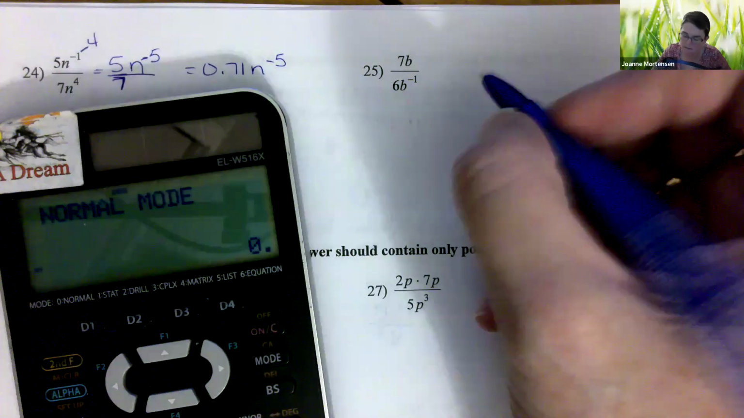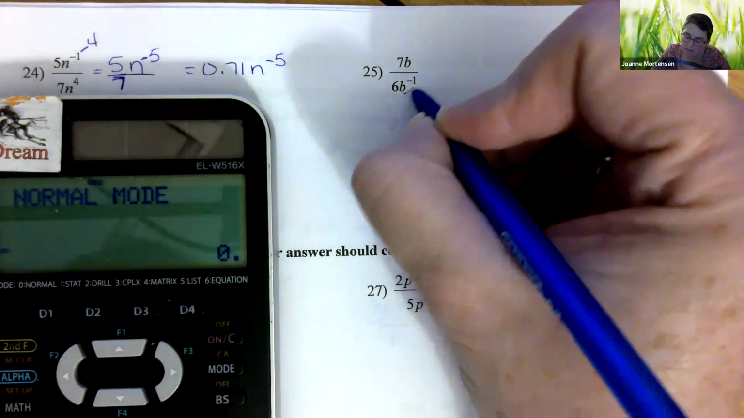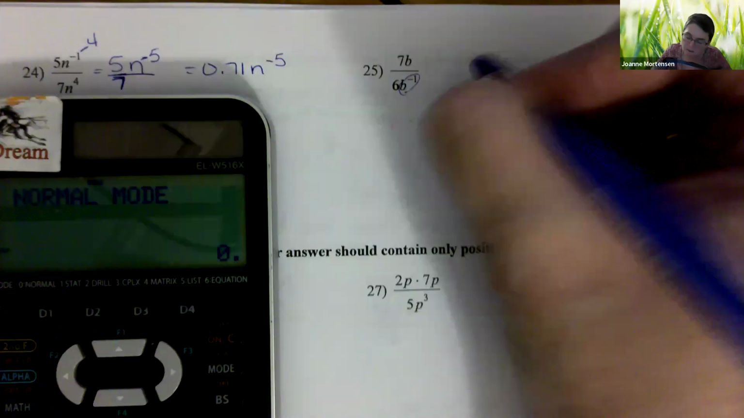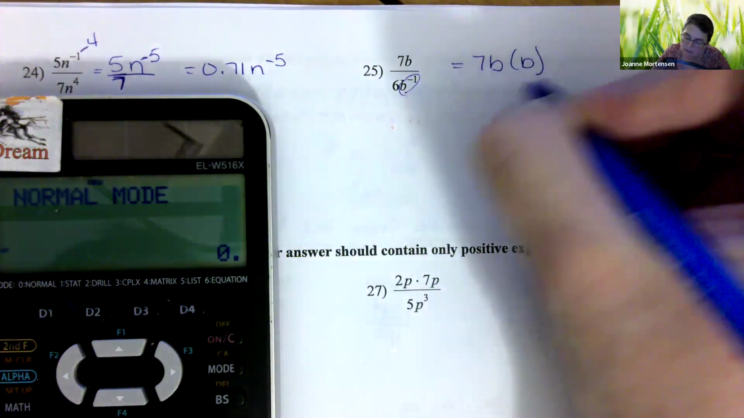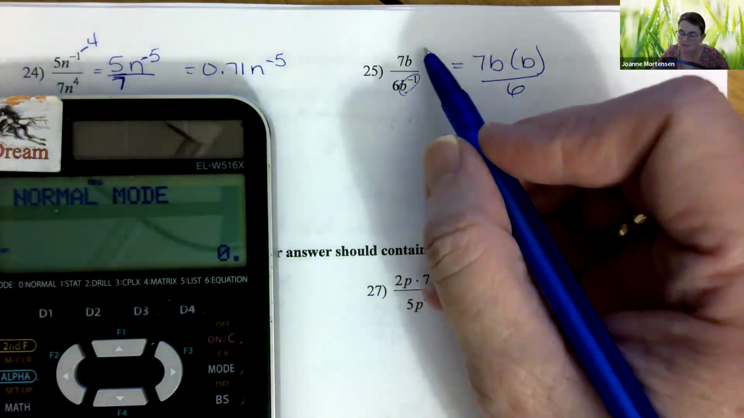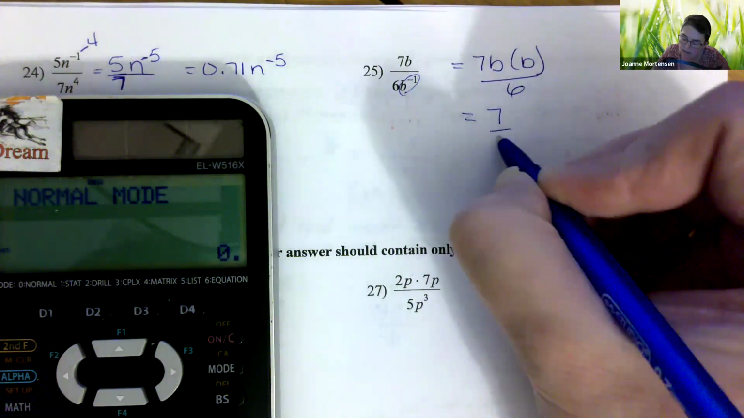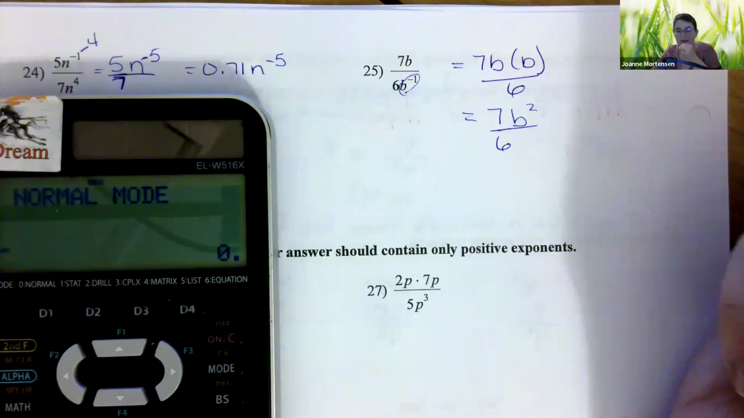Same thing here. I don't like this part. I don't like dealing with negatives. So I'm going to go 7b times b over 6. When that goes up, it becomes a positive, which gives me 7/6. And it's important, b squared is on the top now.